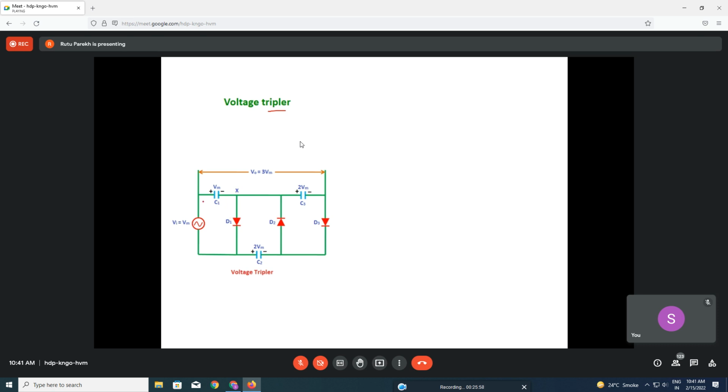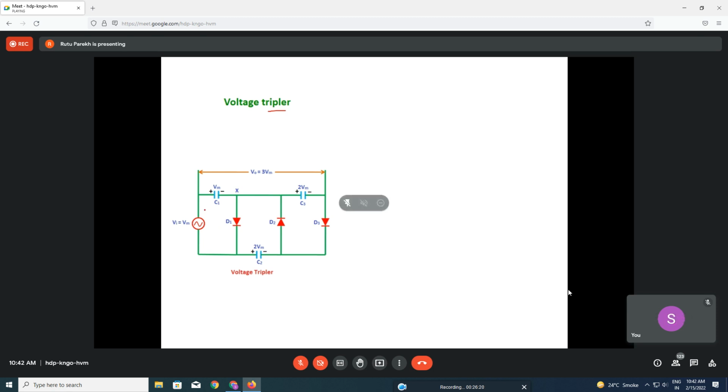Correct. So during the positive half, what is happening with C1, D1, and all this? D1 will be forward biased and C1 will charge to full VM in the positive half. Very good. So D1 is forward biased, and then because of the polarity, D2 and D3 are reverse biased. They will not be connected.